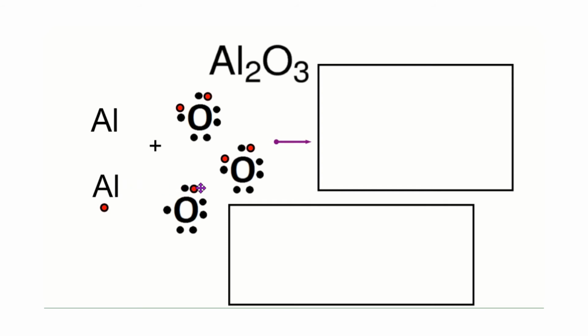This one will go there, and this one will go there. So now each of these aluminiums has lost 3 electrons. So if it's lost 3 electrons, it's going to get a 3+ charge. Now each of the oxygens has gained 2 electrons each.